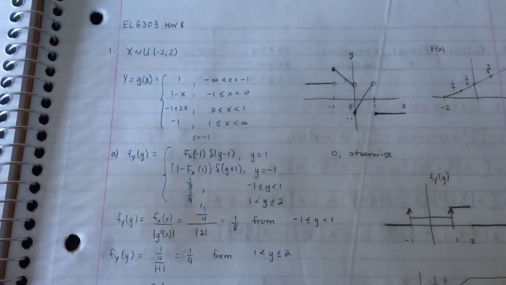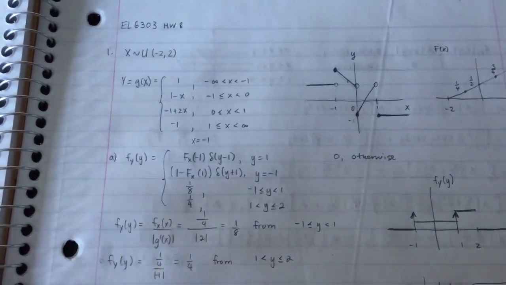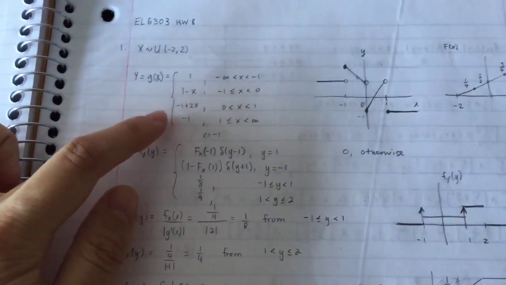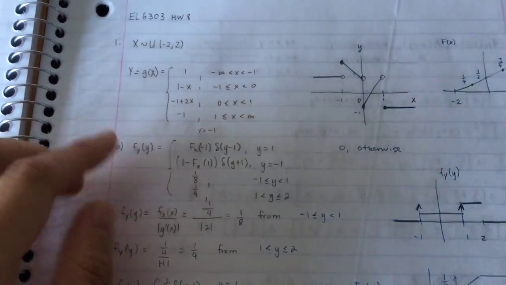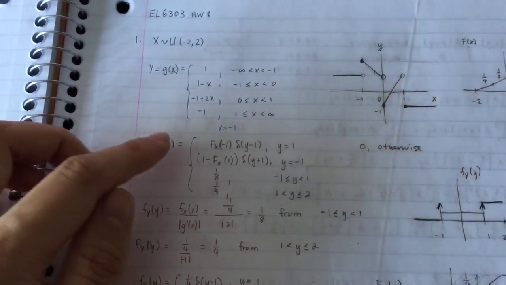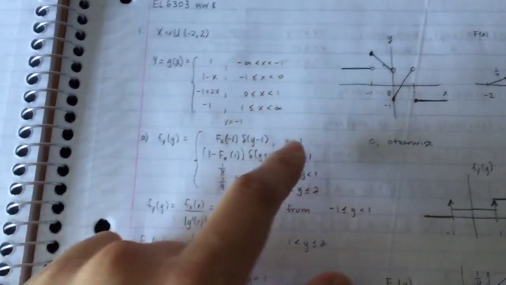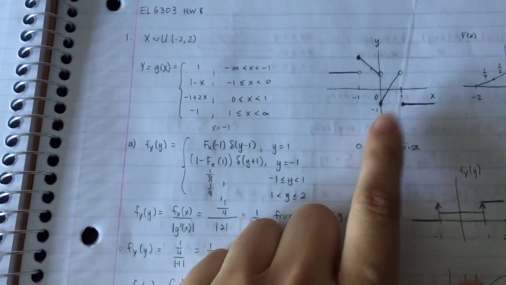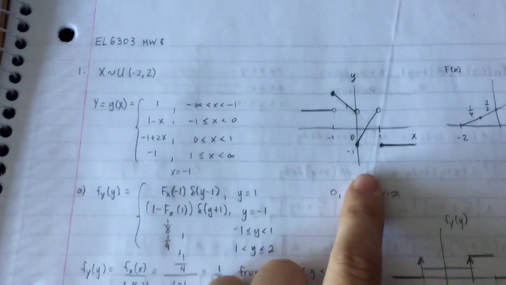1 from negative infinity to -1, 1 minus x from -1 to 0, and -1 plus 2x from 0 to 1, and -1 from 1 to infinity, which looks like this graph over here.